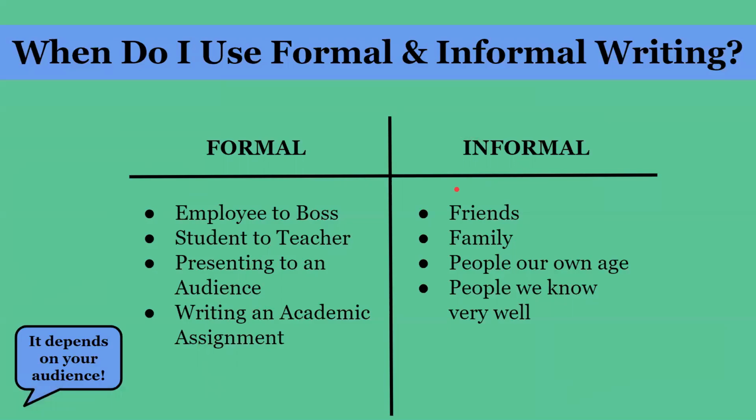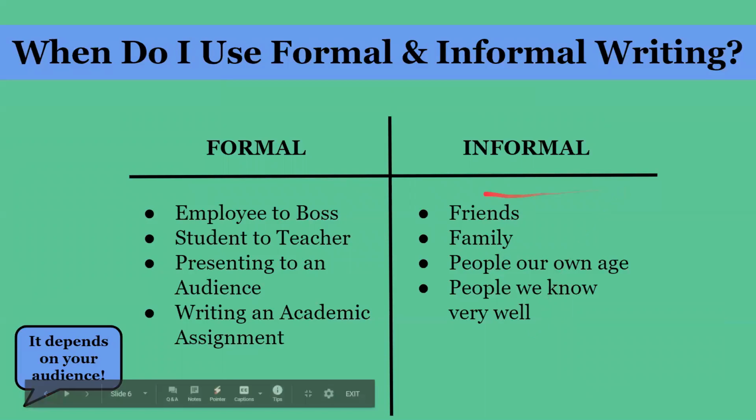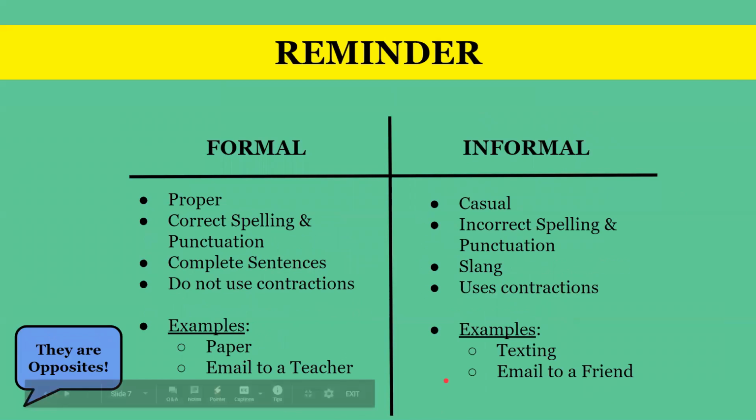And informal could be even just when you're talking to your friends, family, or people that are your own age, and then people we know very well. You might talk to them a little bit more informally. So as a reminder, this is the differences between formal and informal. So formal is very proper, while informal is more casual. And these are the examples. So formal can be used in papers or emailing to a teacher, and informal can be when texting or emailing to a friend.